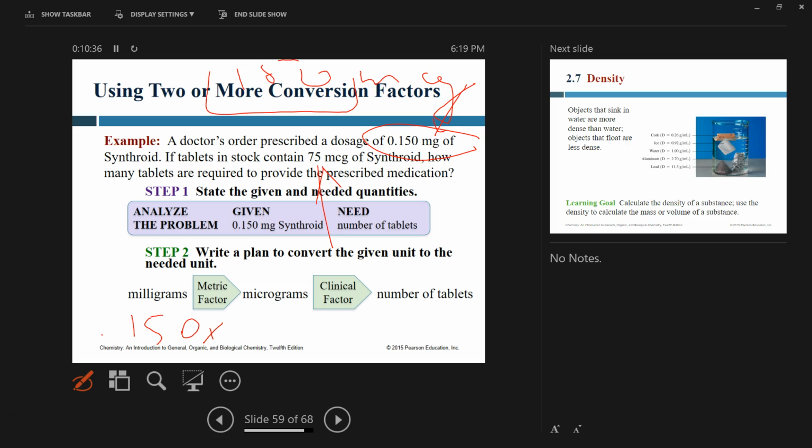You have to multiply 150 by the conversion factor of micrograms per pill. Micrograms should be at the bottom, 75. Number of pills, 75 micrograms per pill at the top. Micrograms cancel. 150 over 75 gives you 2. So you have to give the patient 2 pills, each of them containing 75 micrograms. Does that make sense? Yes. Good.